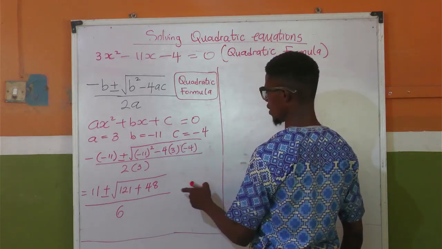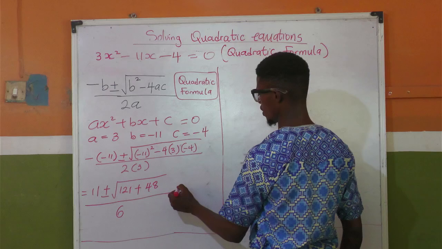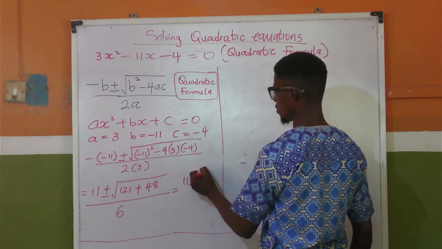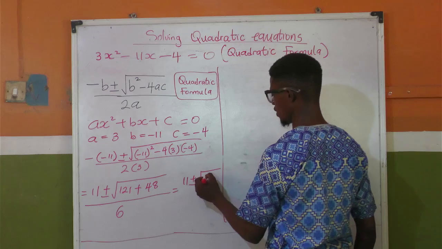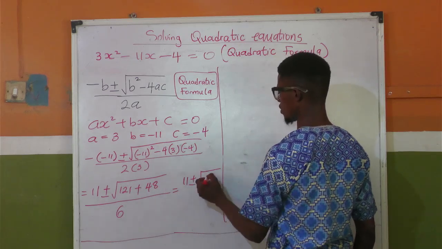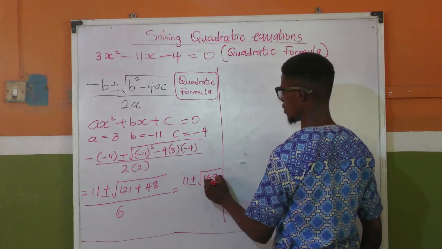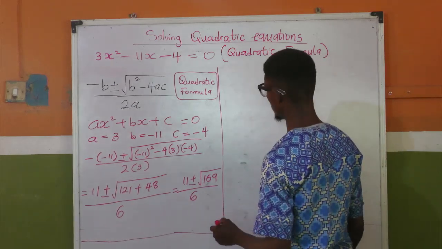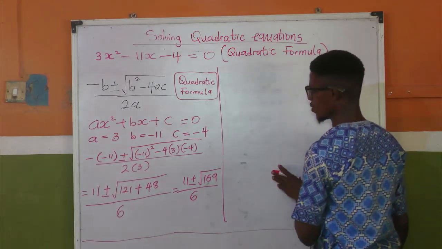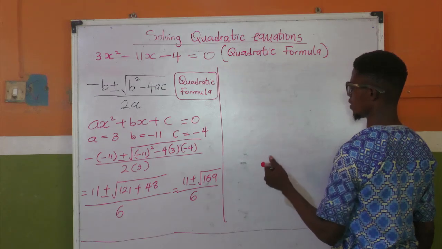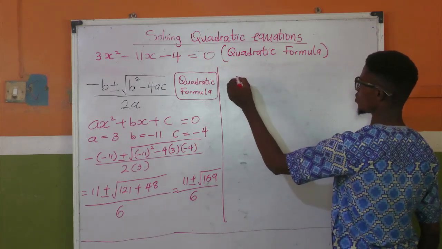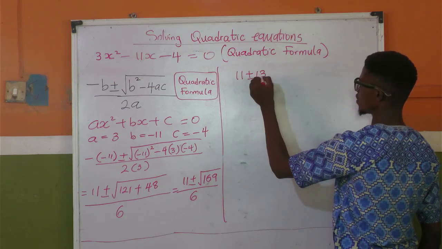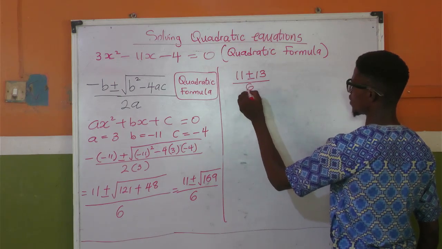Now if you perform the various operations here, you should have 11 plus or minus the square root of 169. That's 121 plus 48. You have 169 over 6. Now let's move to the side of the board. So if you take the square root of 169, you will have 13. So we have 11 plus or minus 13 all over 6.